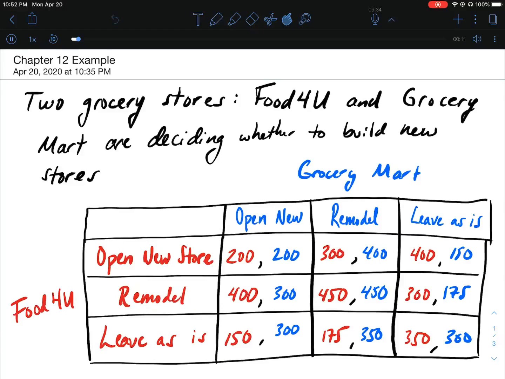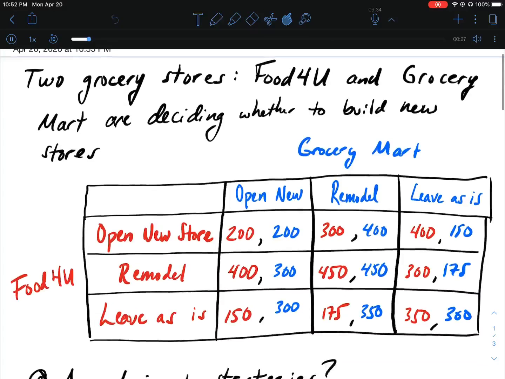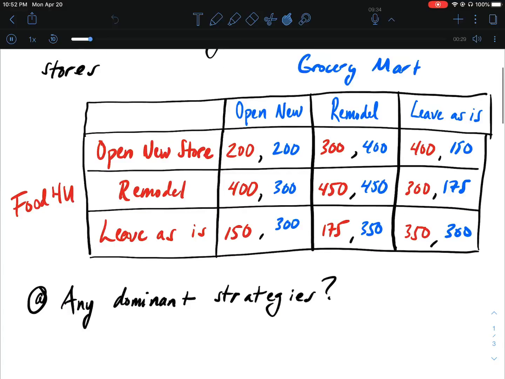Okay, so for our chapter 12 example, we have two grocery stores, Food for You and Grocery Mart, and they are deciding whether or not they want to build new stores. So we have Food for You in the red on the left and Grocery Mart in blue on top. Each of them has the option of opening a new store, remodeling, or leaving as is. And their payoffs are there in our normal form game.